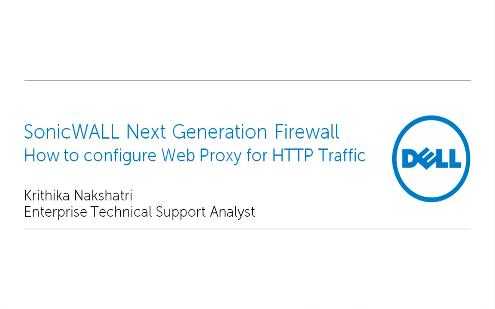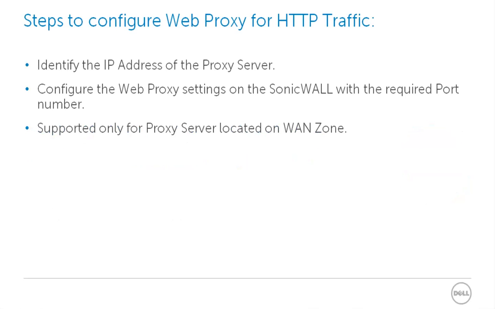Today, we will demonstrate how to configure Web Proxy for HTTP traffic. To configure Web Proxy for HTTP traffic, we need to first identify the IP address of the proxy server. We then configure the Web Proxy settings on the SonicOS with the required port number. Please note that this is supported only for proxy servers located on the WAN zone.